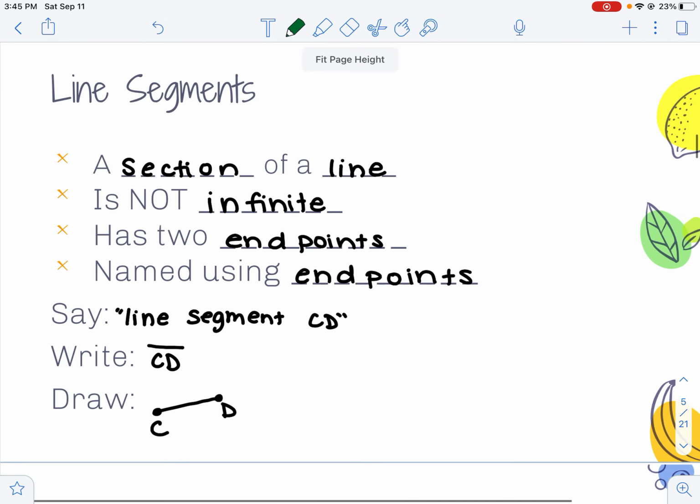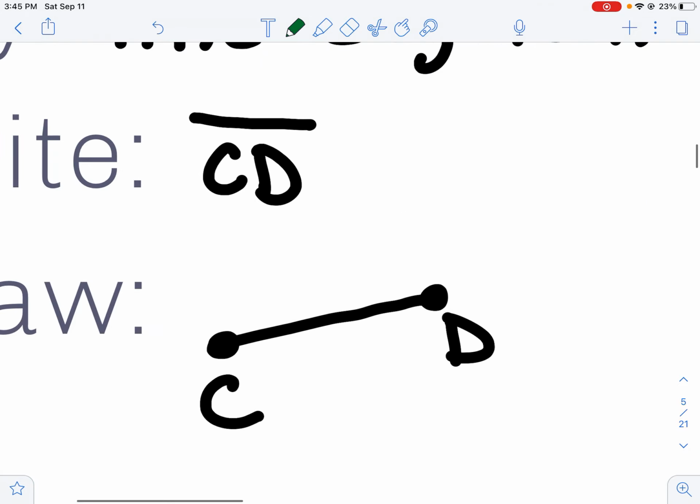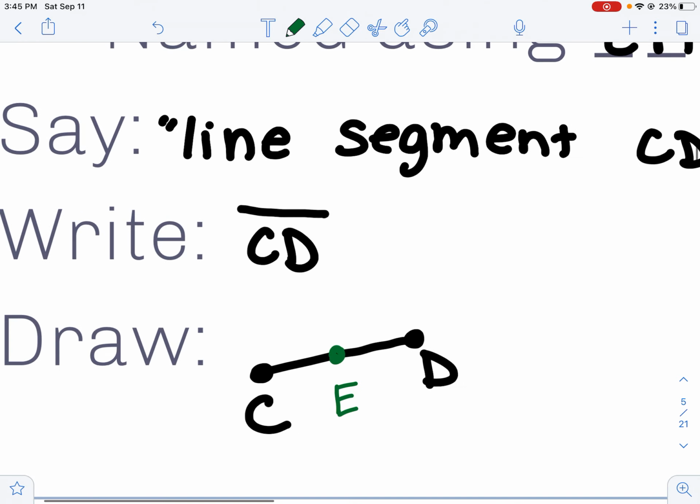If I take just part of a line, I get a line segment. Okay? It is not infinite. It has 2 endpoints, and I have to name it using those endpoints, even if there's a third point in between. Okay. I say the words line segment and then the 2 endpoints. I write the 2 endpoints, and then I have a little baby line segment up above. I can reverse those letters, so I could have CD or line segment DC, but I can't use CE, because if I say line segment CE, that implies just that much, not the whole thing.